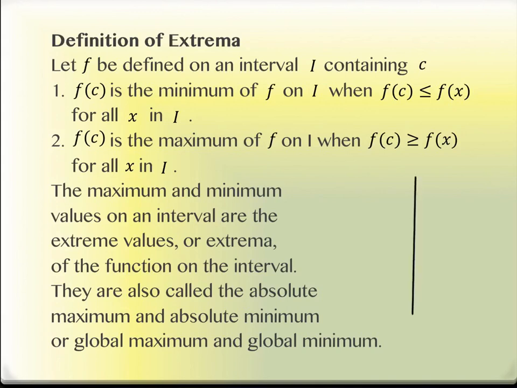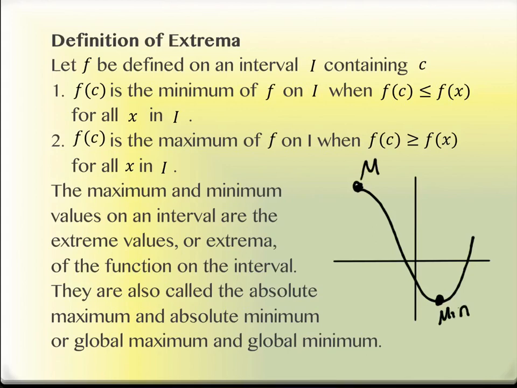So image-wise, if you have a graph that looks something like this, this would be my maximum. And again, the definition says it's bigger than all the y values. Yep, it is, right? It's the highest the y value goes. If you were looking for the range, this would be the biggest range value. And then your minimum happens to be right here. All right, so this is my min, this is my max.